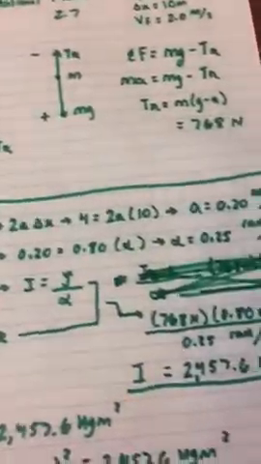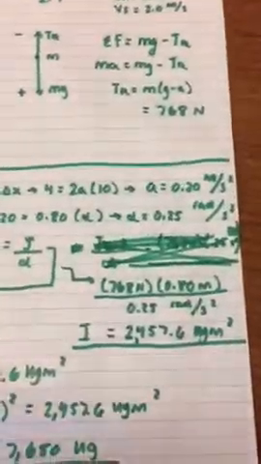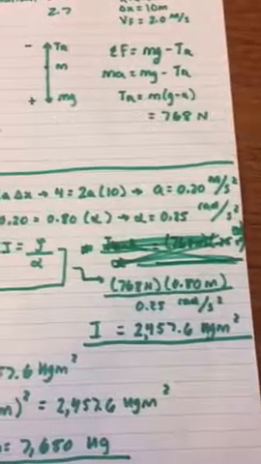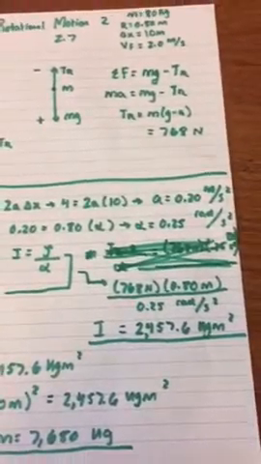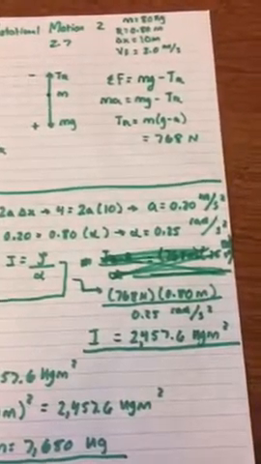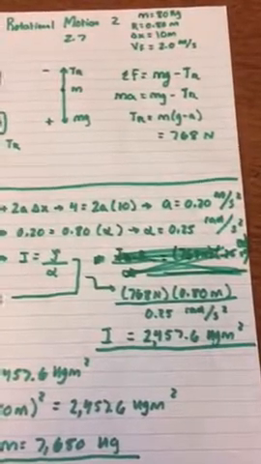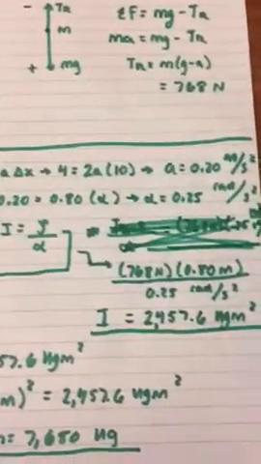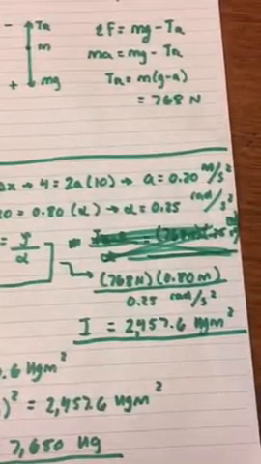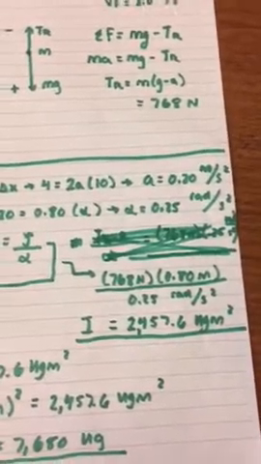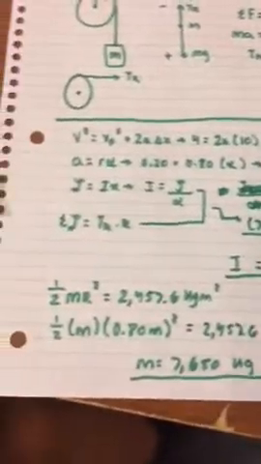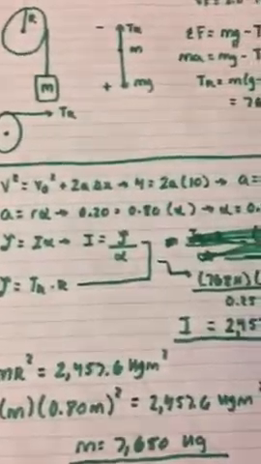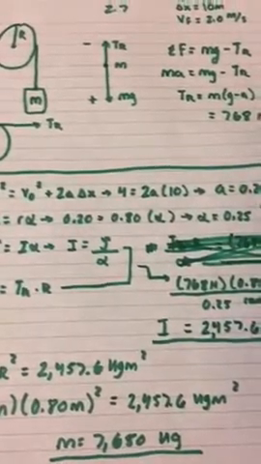Plugging this in, the tension of the rope force was 768 newtons times its R away from the center, so times 0.80 meters, divided by our alpha, which is 0.25 radians per second squared. Plugging these numbers in, you will get our moment of inertia equal to 2,457.6 kilograms meters squared.